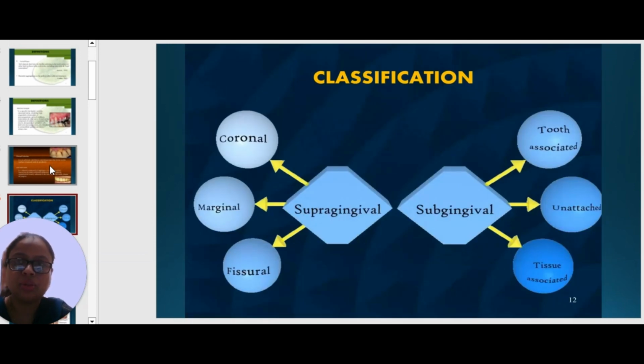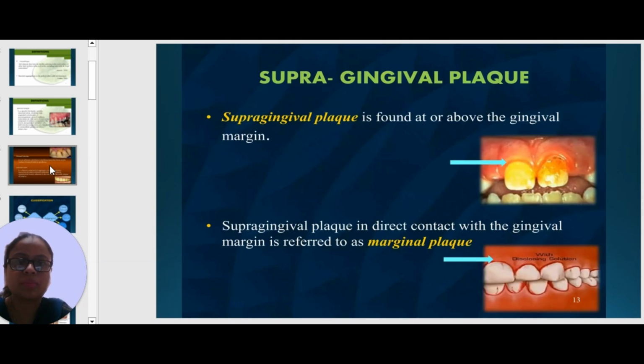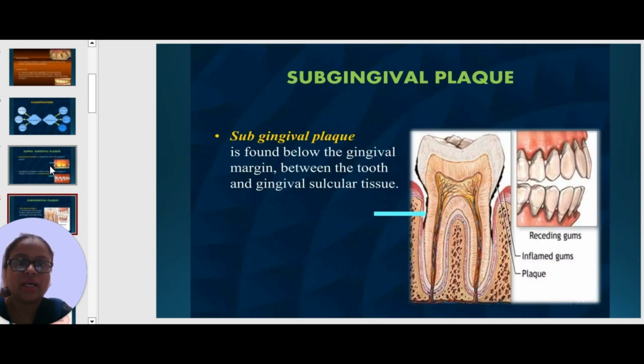Plaque is classified into two forms: supragingival plaque and subgingival plaque. Supragingival plaque is further divided into coronal, marginal, and facial, and subgingival plaque into tooth-associated, unattached, and tissue-associated. As the term indicates, supragingival plaque is found at or above the gingival margin, so it comes in direct contact with the gingival margin; that is known as marginal plaque. When the plaque is present below the gingival margin, it is known as subgingival plaque, and the primary pathogens causing periodontitis are mostly present in the subgingival plaque.